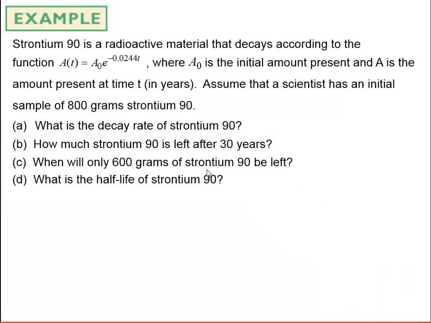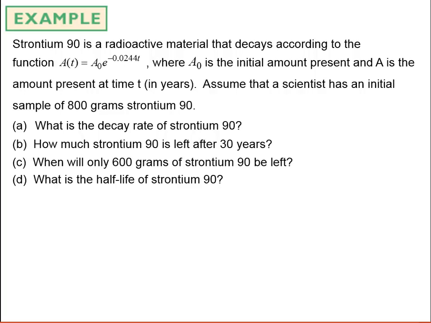So in this example, strontium-90 is a radioactive material that decays according to the function a sub 0 e to the negative 0.0244 t, where a sub 0 is the initial amount present, and a is the amount present at time t. This time t is in years. Assume that a scientist has an initial sample of 800 grams of strontium-90.